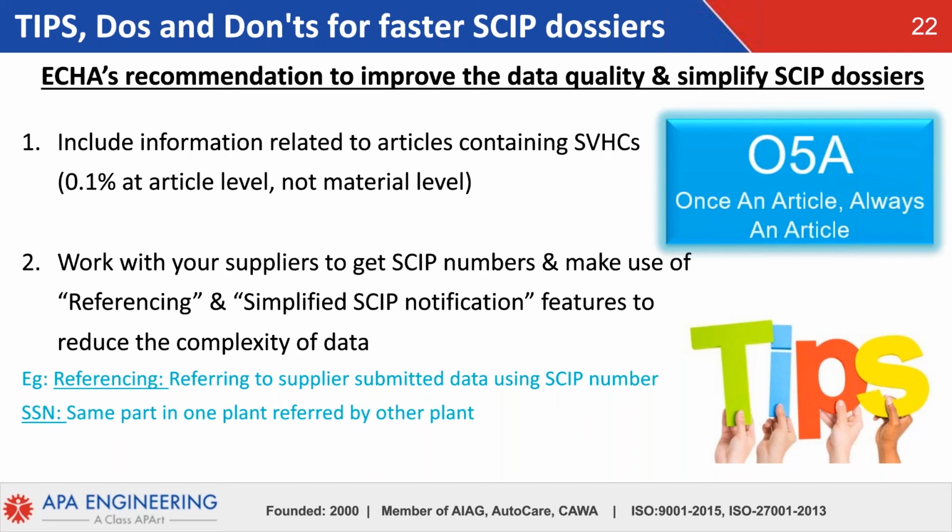When it comes to the distributors, ECHA has also provided another concept called simplified SCIP notification. In short, it is SSN, where the distributor can simply upload a spreadsheet with their part numbers and the respective manufacturer registered SCIP dossier numbers in a bulk way for all the parts that he's selling in the EU. Next slide.